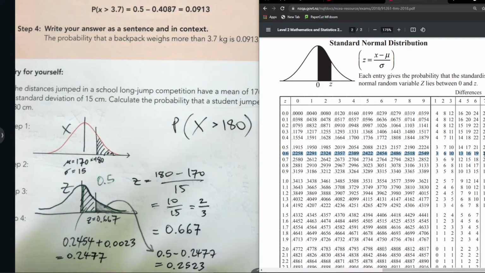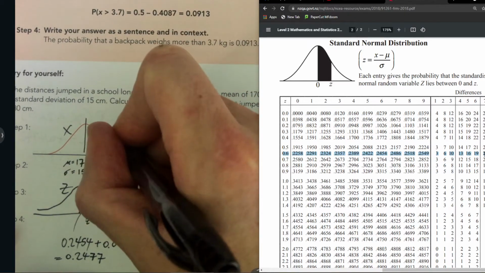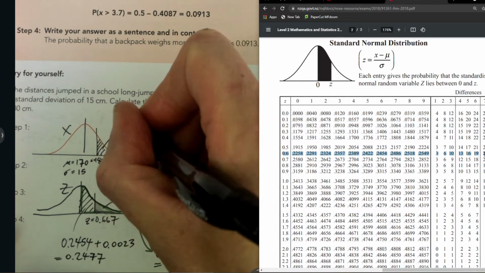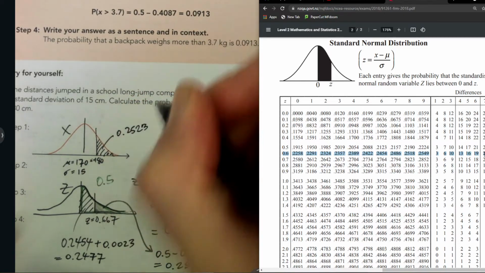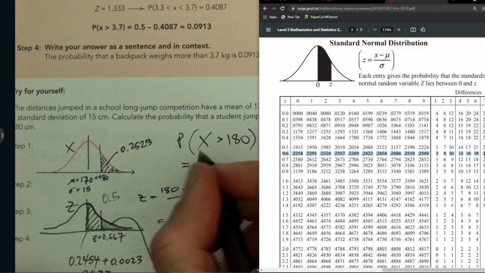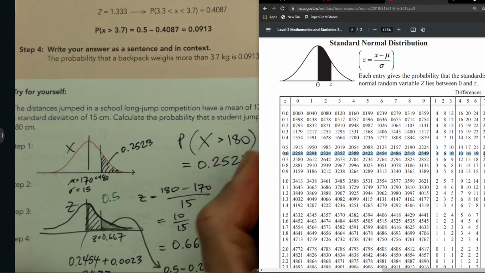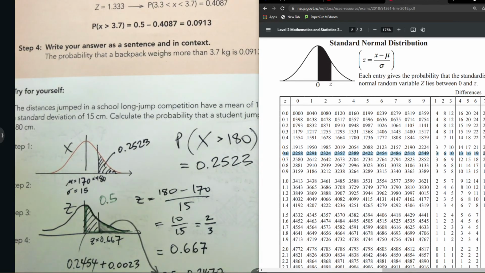So this now is the probability we were looking for. It's this shaded area up here, 0.2523. Cool. So that means we've got our probability that x is greater than 180. It's 0.2523. Hope that helps.